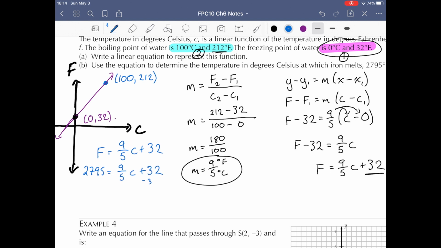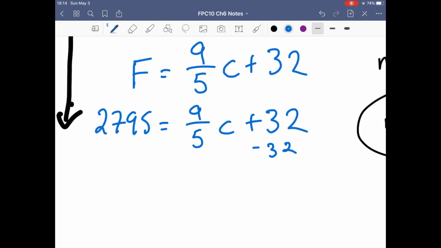First thing, take 32 away from both sides. I'm going to really zoom in here. Take 32 away from both sides to get 2763 is equal to 9 over 5C.